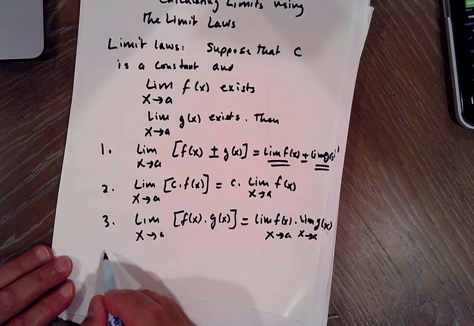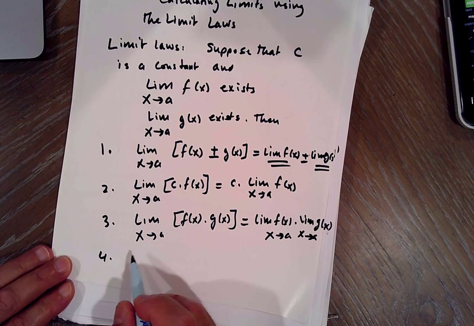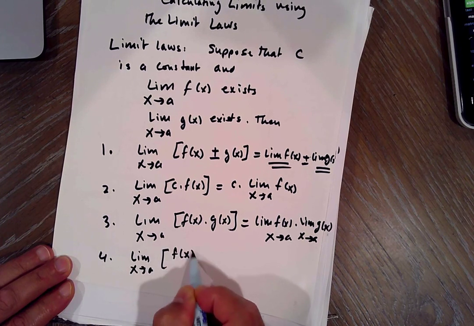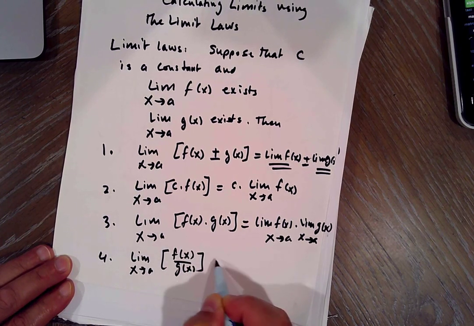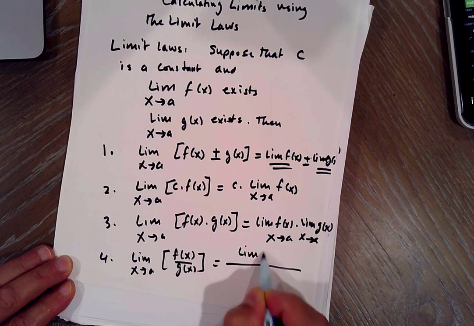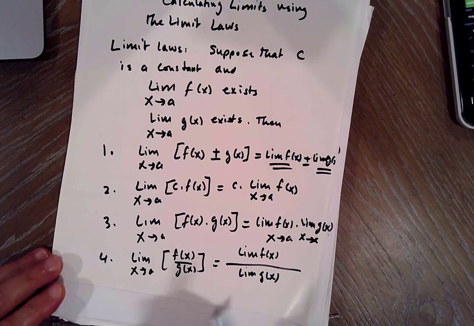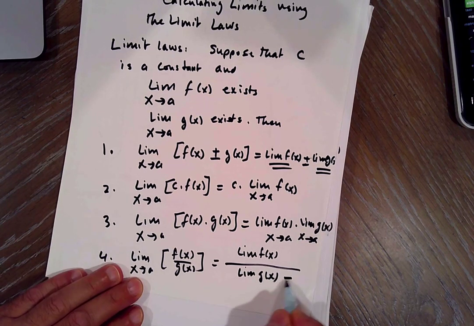Same thing with the quotient, as long as you don't divide by 0. The limit as x goes to a of f over g is the limit of f of x over the limit of g of x as x goes to a, as long as you don't divide by 0.